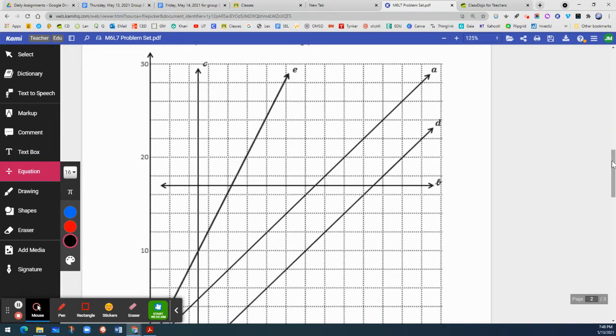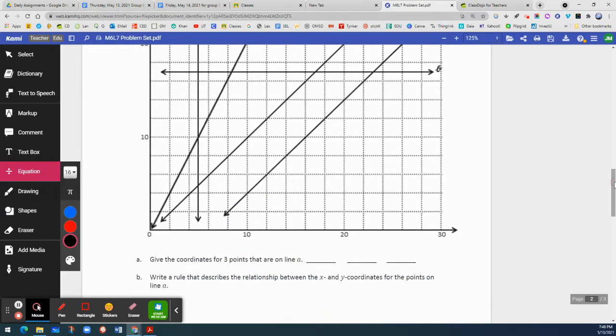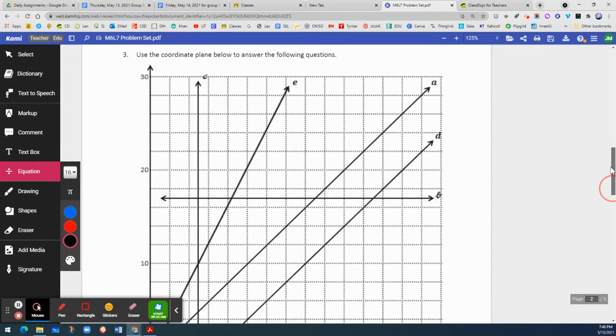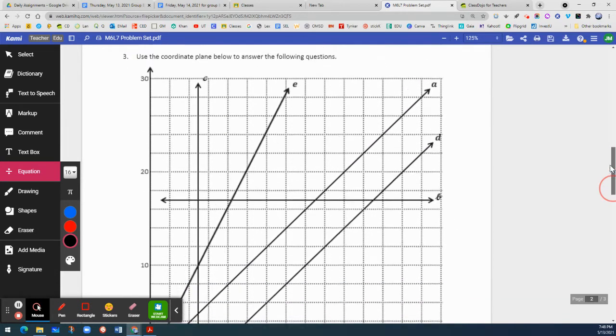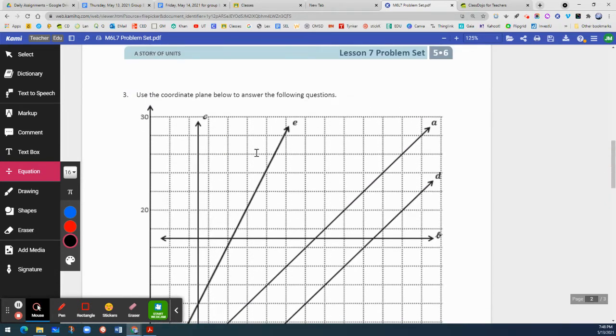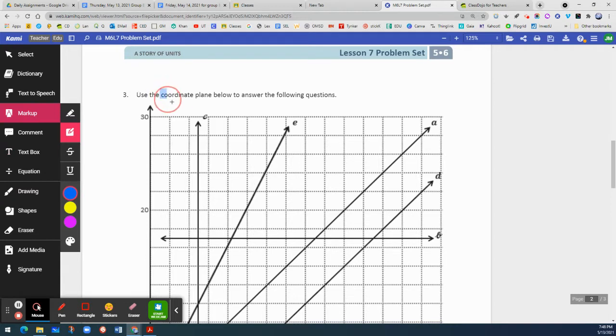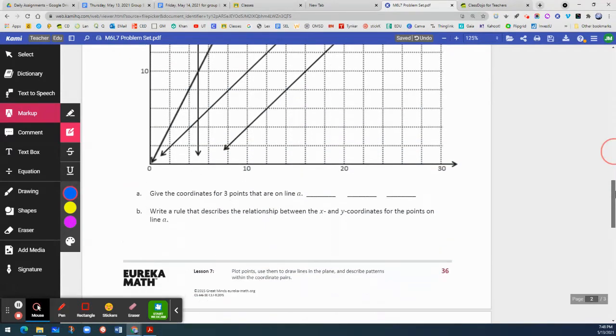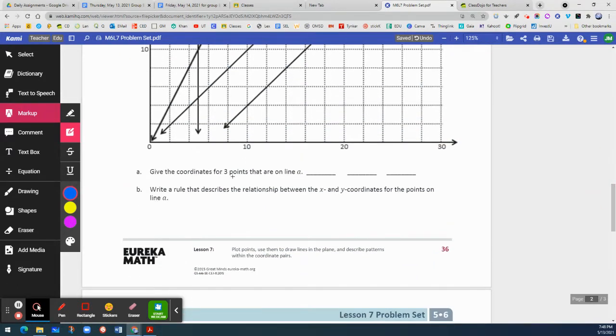Plotting lines, identifying the role of the lines, and using coordinate planes for that. As you can see, we have a nice coordinate plane with many lines, and every line is made out of points. So let's read the information. Use the coordinate plane, so we use what we have in front of us to answer the following questions. We are only going to answer questions here, which is not too bad. Let's look. Give the coordinates for 3 points that are on line A.